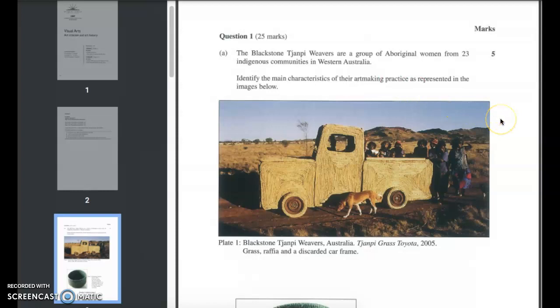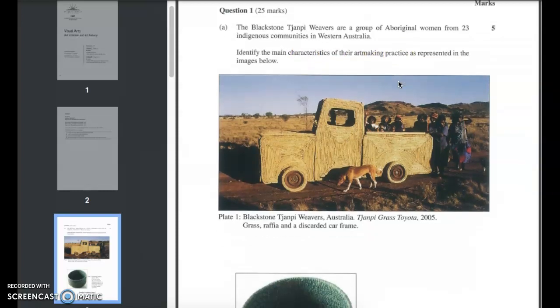So this is the question for the 2007 exam, and the question says, the Blackstone Punjabi weavers are a group of Aboriginal women from 23 Indigenous communities in Western Australia. Identify the main characteristics of their art-making practice as represented in the images below. Now, going back to what we talked about yesterday, we know that identify is our signpost word, and then we would have the main characteristics and their art-making practice as the 2 layers that we need to discuss. So again, our signpost word is identify, and our first layer is main characteristics, and then art-making practice.